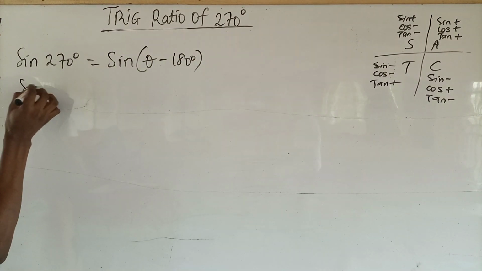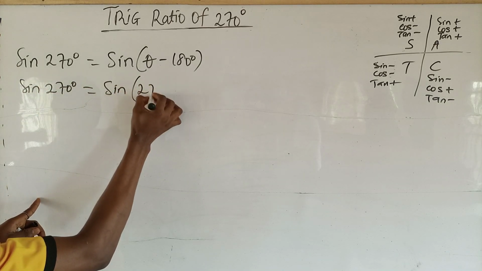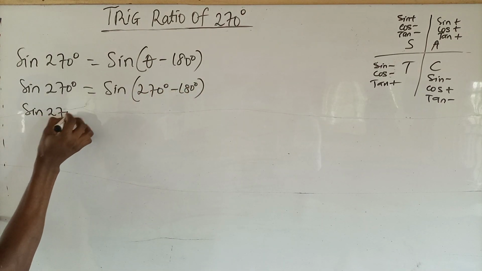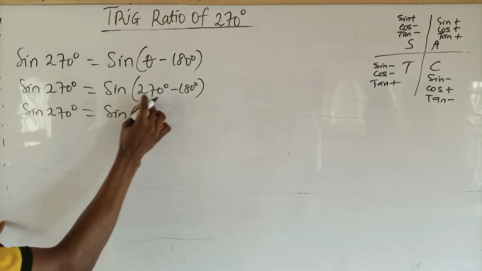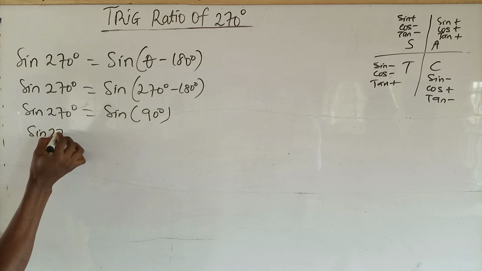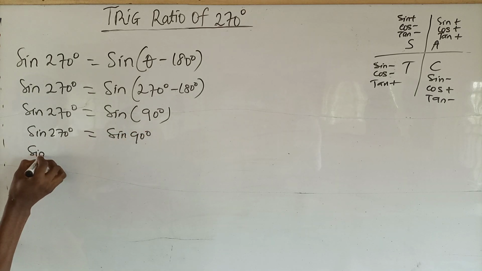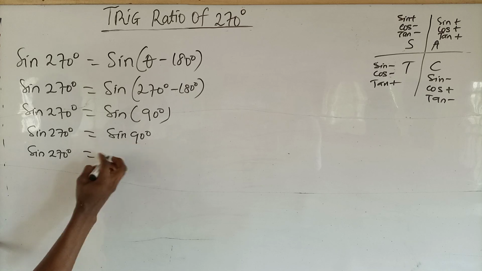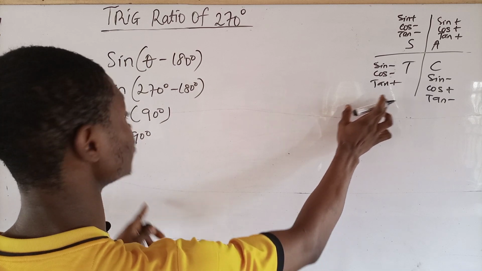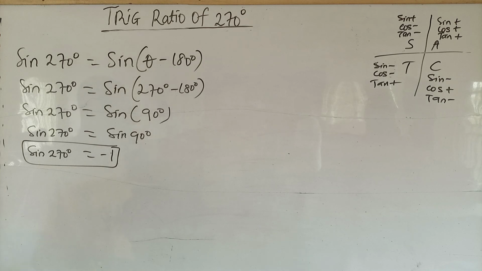So we are going to have that sine 270 degrees is equal to sine, our theta is 270 minus 180 degrees. So sine 270 degrees is equal to sine bracket 270 minus 180, which is 90 degrees. So sine 270 degrees is equal to sine 90 degrees, which is 1. We come to this third quadrant, sine is negative. So we are going to attach negative here. So the value for sine 270 degrees is negative 1.